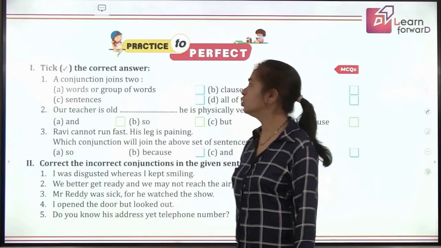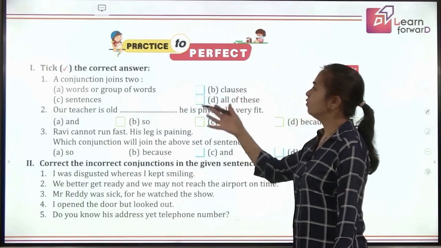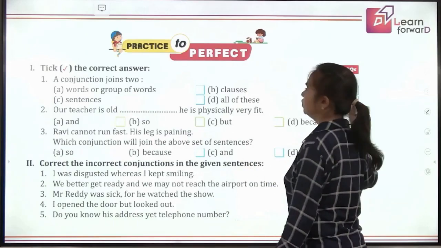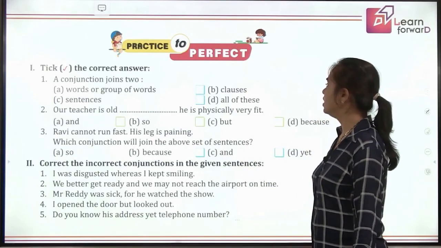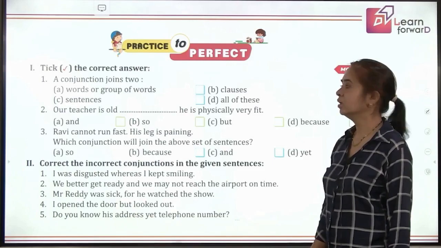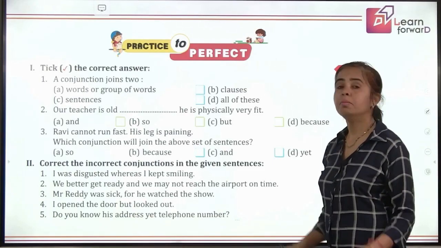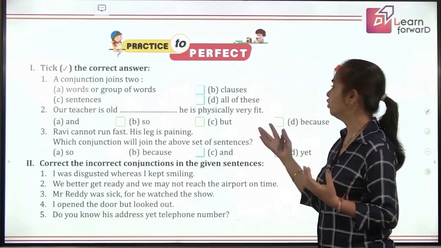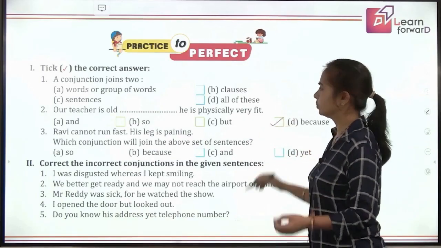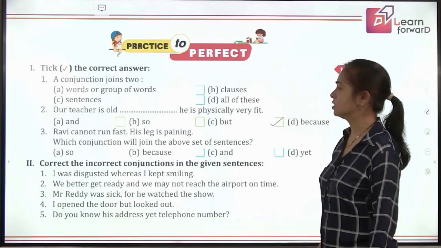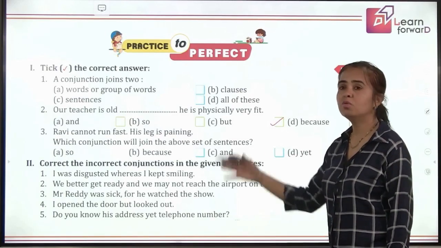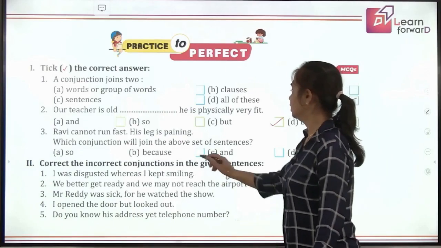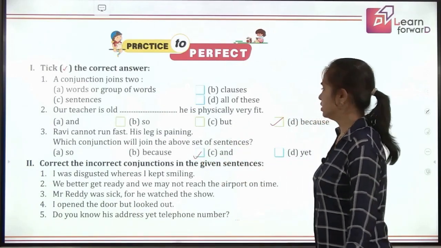A conjunction joins what? Words, group of words, sentences, clauses, all of these. Yes, they join all of these. Our teacher is old. He is physically very fit. And no, being old, you expect somebody not to be so fit. So these are two contrasts. So what will you use? But. Ravi cannot run fast. His leg is paining. So what do you get here? The reason. Which conjunction will be used? Because his leg is paining.